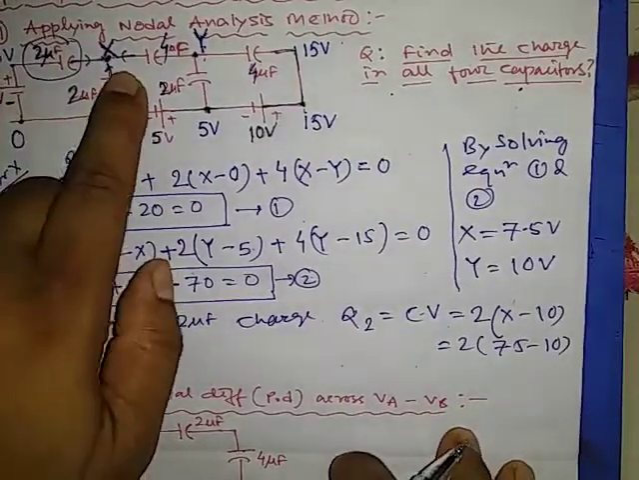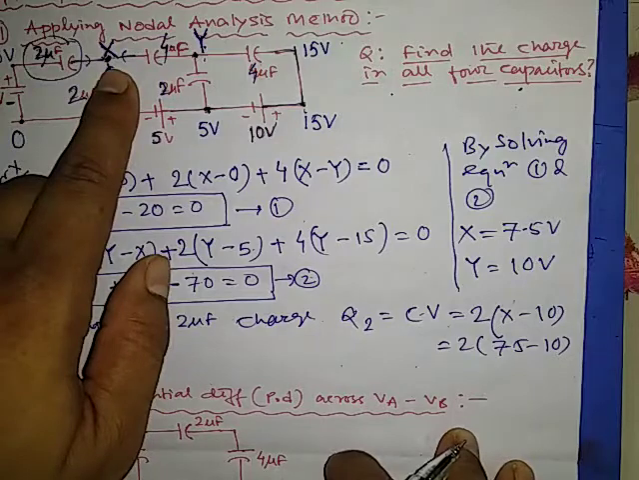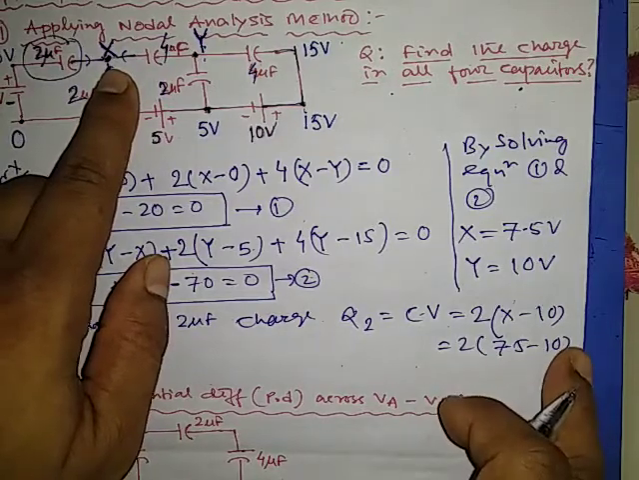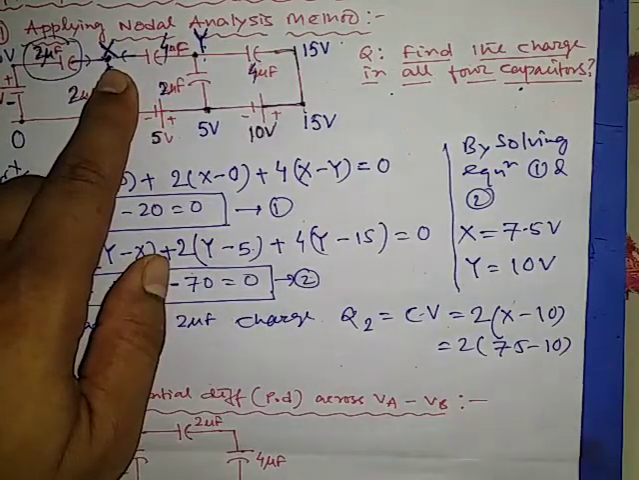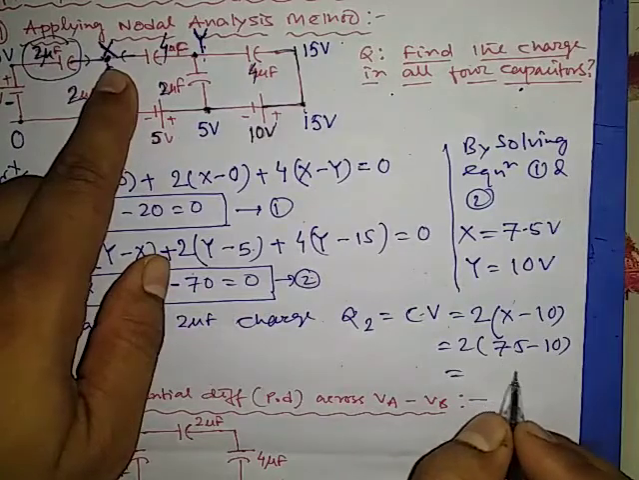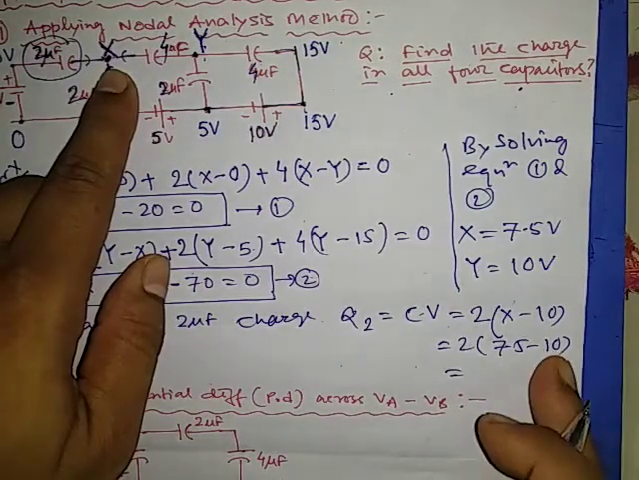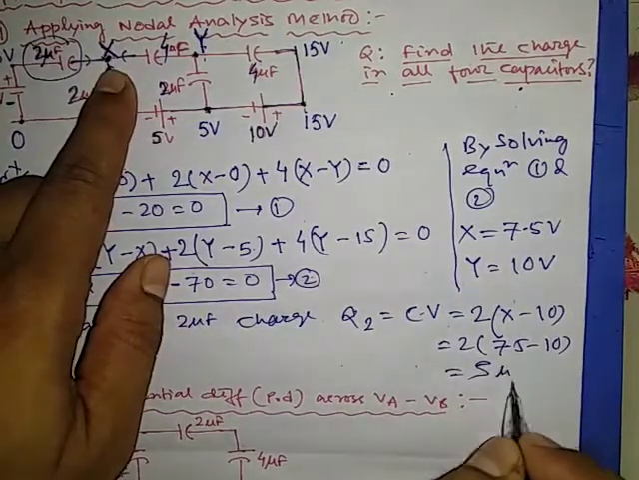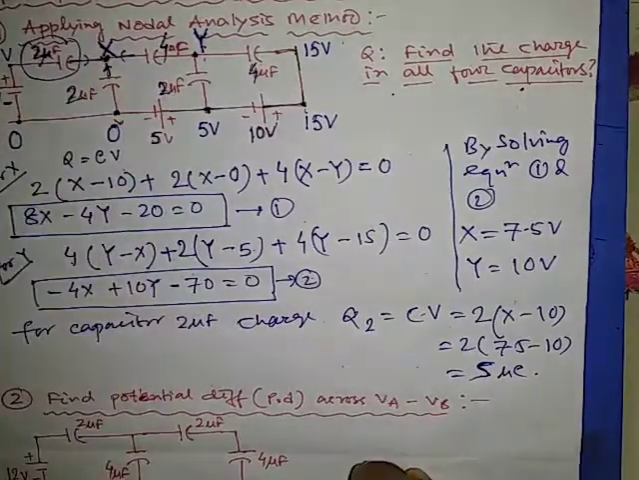See, this is a higher potential and a lower potential, so now you can decide that it is 10 minus 7.5. So it means the charge: 2.5 into 2 means 5 microcoulomb. So that is your answer.